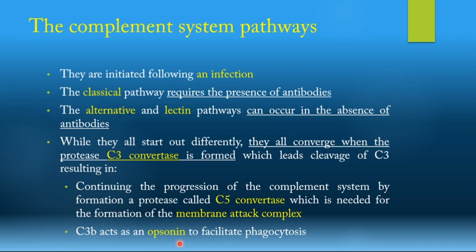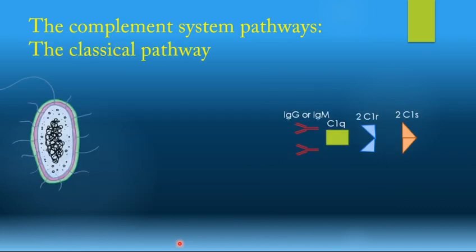Now let's talk about each one of the pathways in detail, starting from the classical pathway. So as we said, classical pathway requires the presence of antibodies, either IgG or IgM. It cannot work on IgA, IgD, or IgE, only the IgG and IgM antibodies. These antibodies will bind to the bacteria. Then the C1q peptide will go and bind to the Fc region of the antibodies.